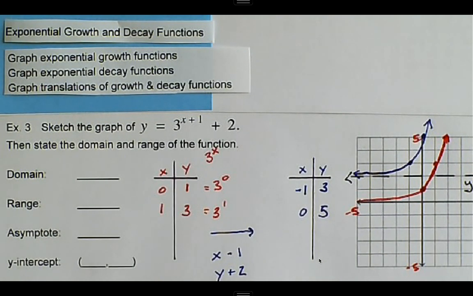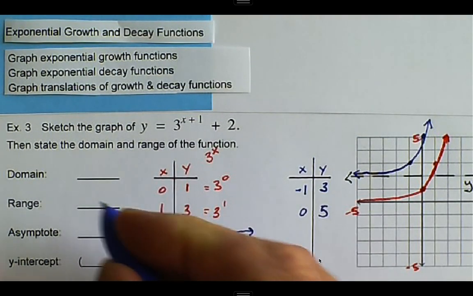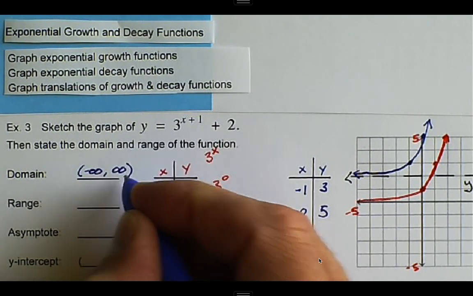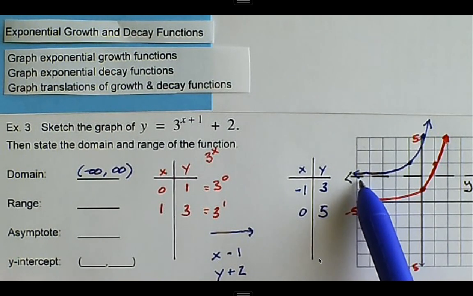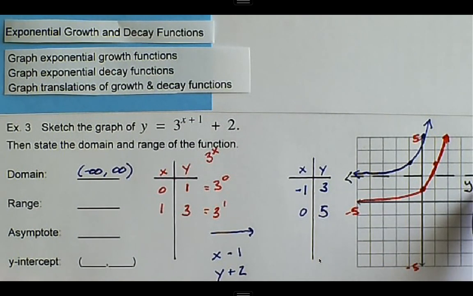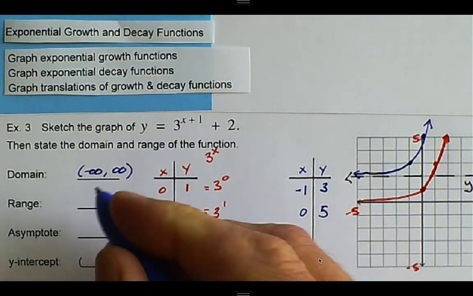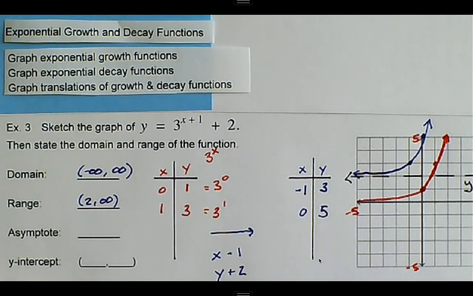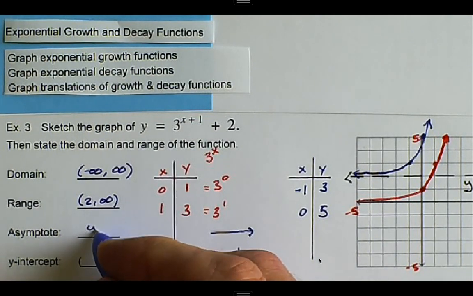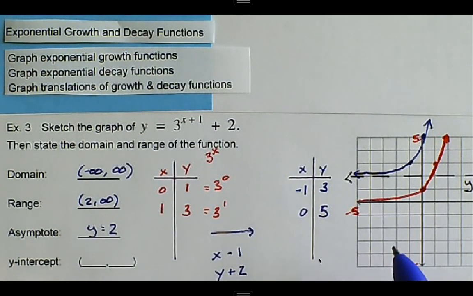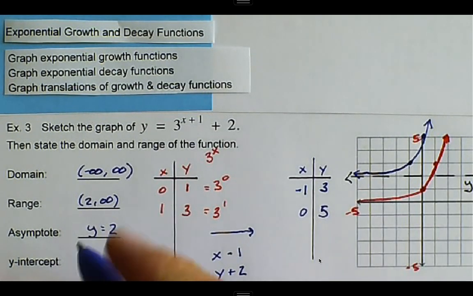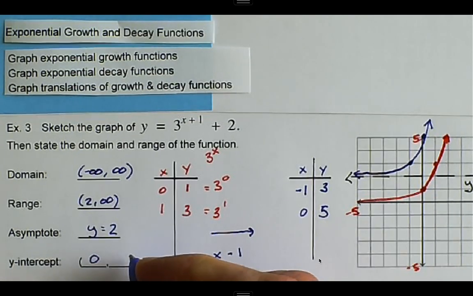Domain and range. For this one, the domain is still the same. It's going to go from negative infinity to positive infinity. The range, in this case, the lowest y value we come to is 2. 2 is not included. So 2 to infinity in the positive direction. The asymptote in this case is y equals 2. And the point where the graph crosses the y-axis is 5. So our y-intercept is 0, 5.